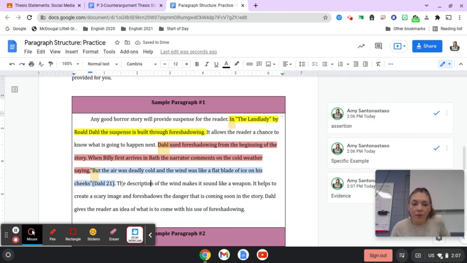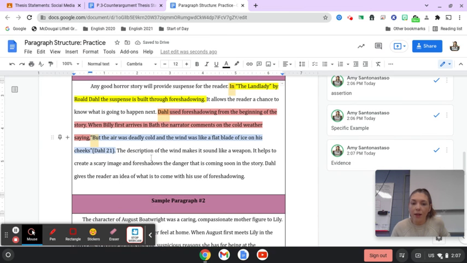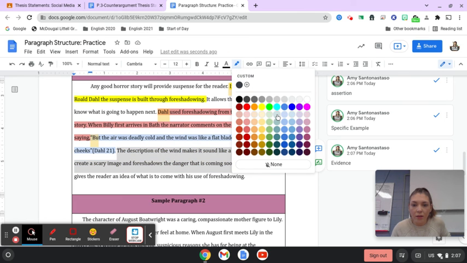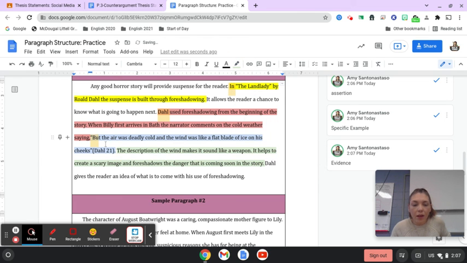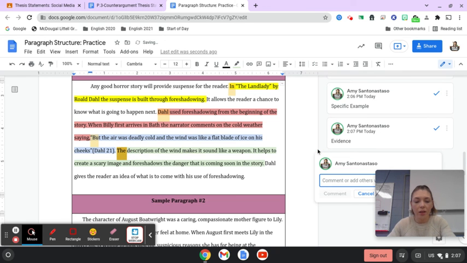Next comes the explanation of the evidence, and be careful because they tend to combine a little bit sometimes with the closing sentence. In this scenario, and you can probably see this for yourselves, these two sentences make up the explanation. This explains what the quote means. The description of the wind, I'm going directly into the quote. The description of the wind makes it sound like a weapon. It helps to create a scary image and foreshadows the danger that's coming in the story. So this is going to be my explanation.